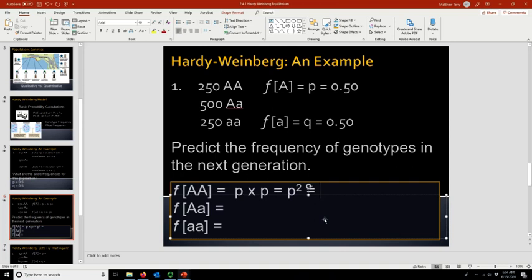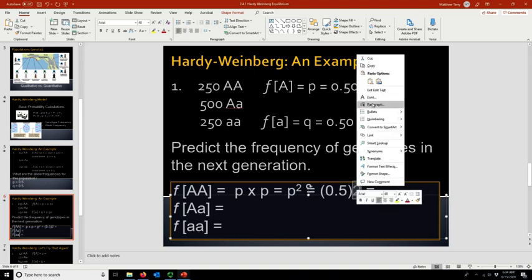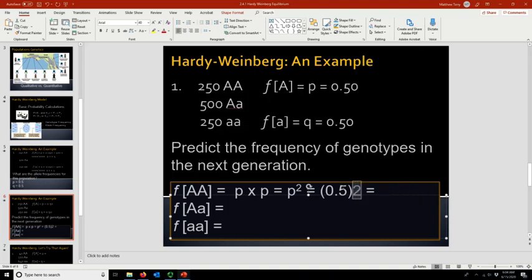So p squared, right? Of course in this case it's 0.5. We'll write the whole mathematical equation out here: 0.5 squared, same thing as 0.5 times 0.5. And again, we need to make that a superscript. Okay, so 0.5 squared, which is 0.25. So we are predicting that 25% of the next generation should be big A, big A.